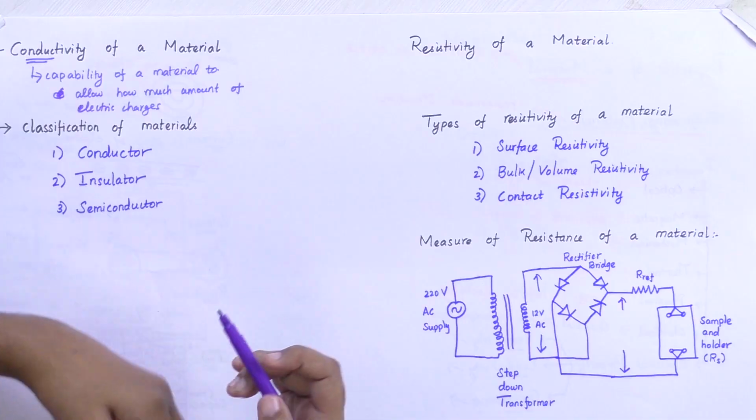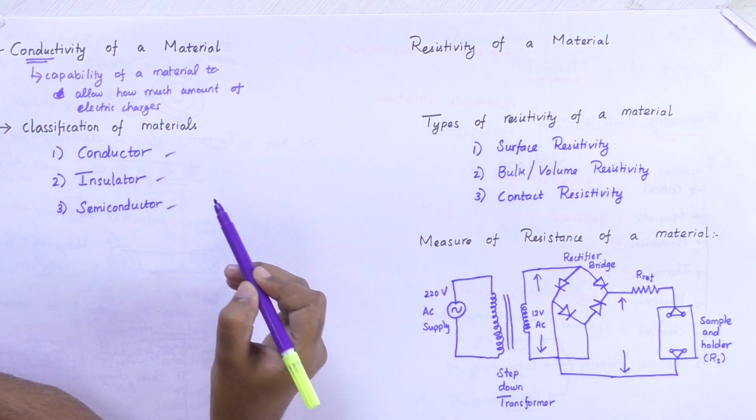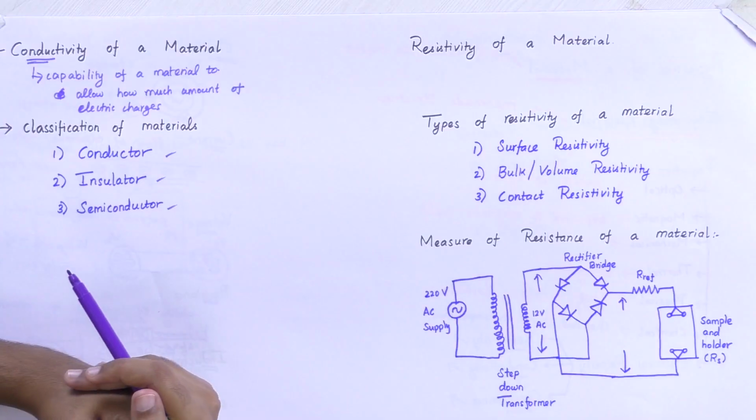Every material may allow the charge to flow in the sense that if it is a conducting material, it has the property of conductivity. A material acts as a conductor. We will say conductor, semiconductor and insulators. That is based on the conductivity nature of the material. We classify those things as conductor, insulator and semiconductor. But first of all, conductivity is the ability of a material to allow how much amount of current to pass through it.